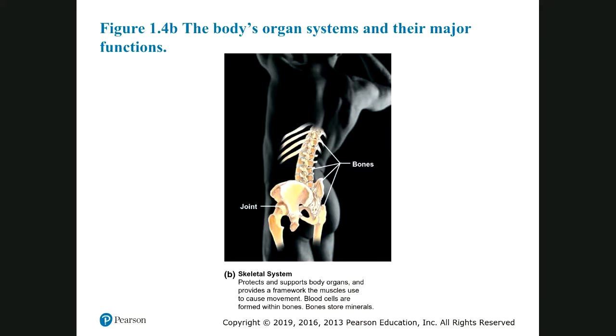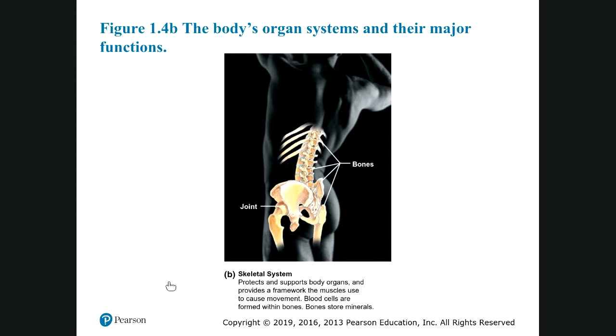Then we have our skeletal system. Our skeletal system is made up of our bones and our joints. We will have 206 bones that will make up the human adult skeleton. The functions of this system are to protect and support our body organs. It is also going to help form the framework for the body. It is also going to serve as attachment sites for our muscles. And it is also going to be the site where we're going to produce our blood cells.